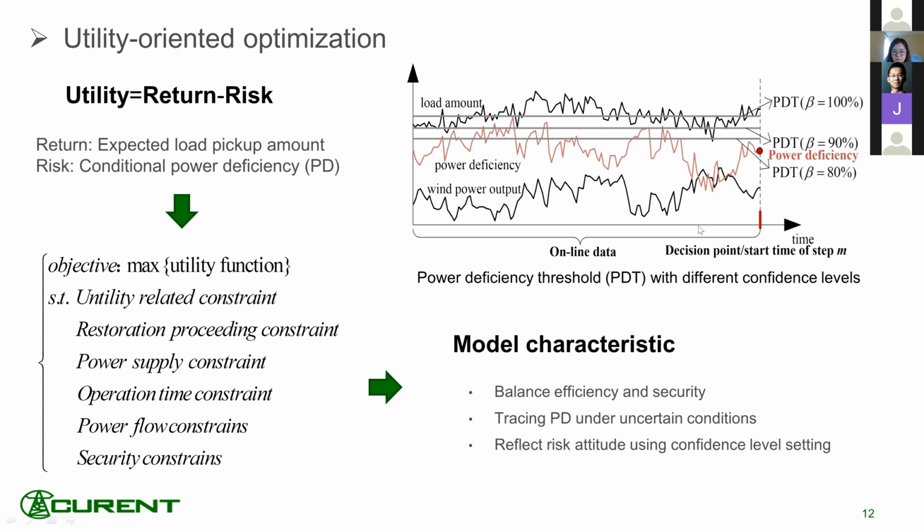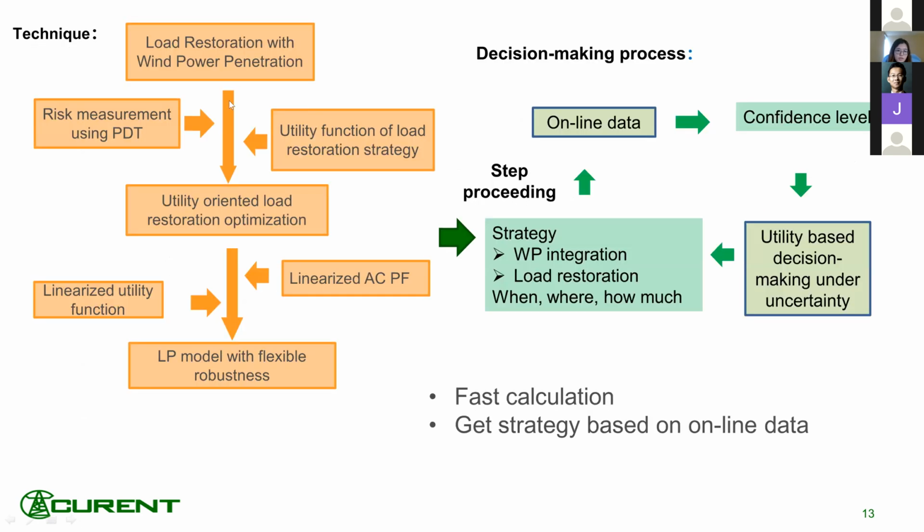confidence levels. Okay, so the technical part of it took some extra effort because the original model is quite complex and non-convex. So we did some extra work to make it finally a linear programming model, which is obviously very easy to solve. So we use this model to realize the decision-making under uncertain conditions.